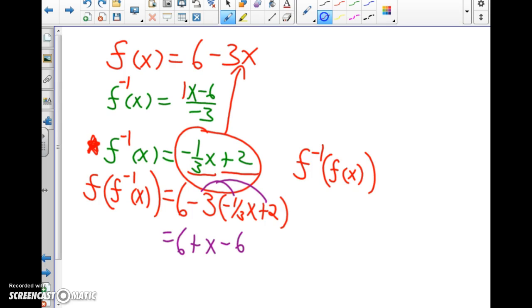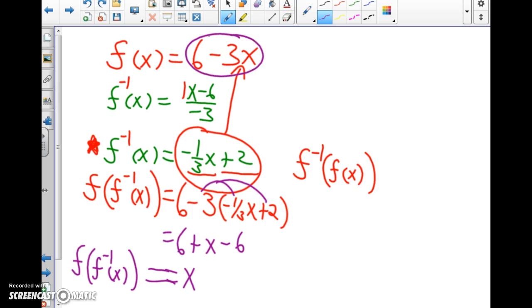Now do this one. Combine your like terms here. What do you get? You get x. So what is f of negative 1 of x? It equals x right there. It equals x.